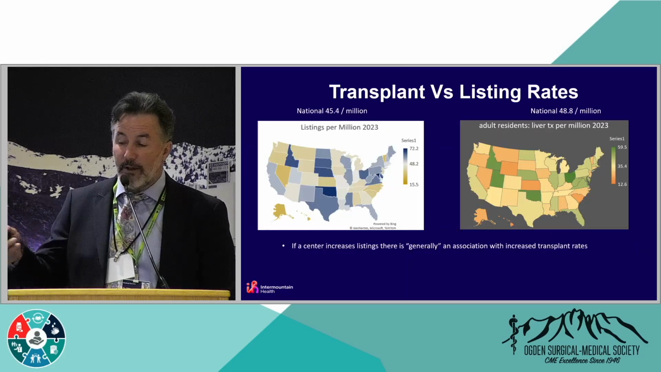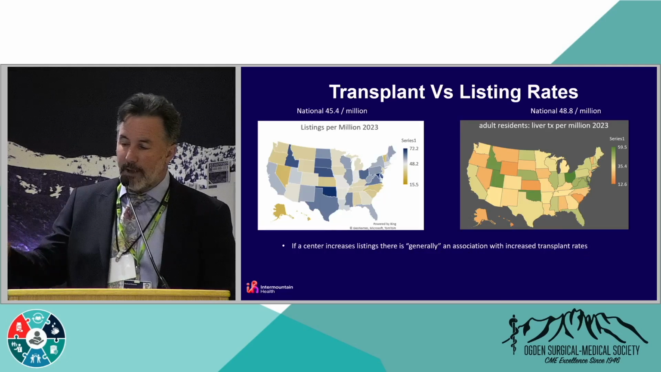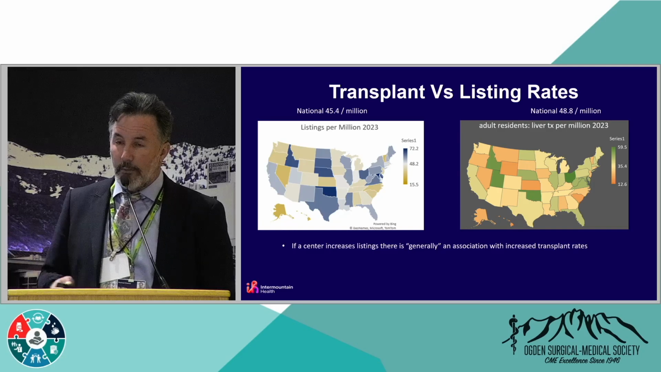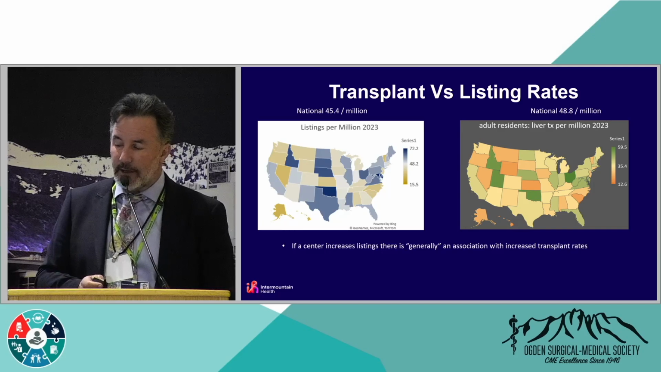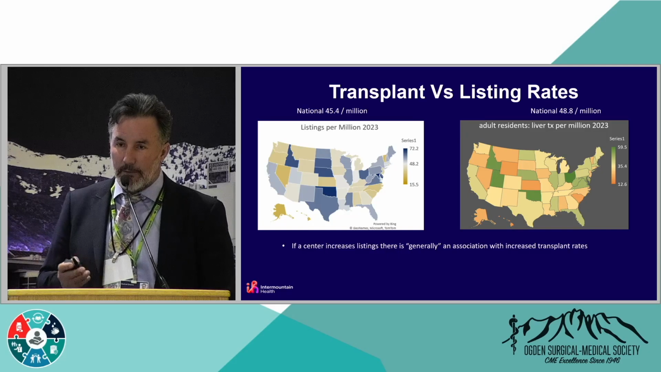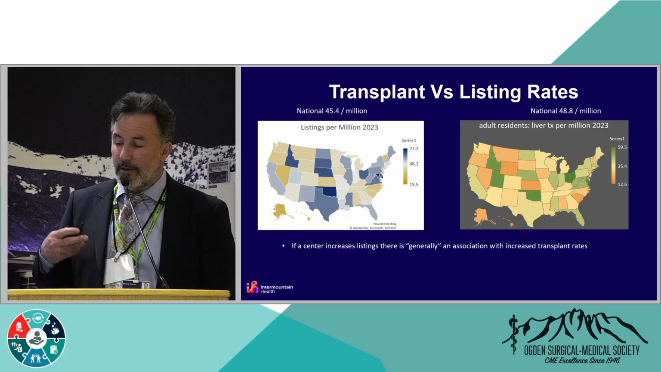When we look at transplants versus listing, if you don't list people, in this map, the left-hand side is listings per million, the right-hand side is transplant rates per million, and the average per million adults is 48.8. If you look at Idaho, where you have very high listing rates now in 2023, you'll also see Idaho doesn't have a transplant program, but has some of the highest transplant rates in the entire country. And we'll talk a little bit about why that occurs. But in general, if you increase your listings, you'll generally transplant more people, with one exception.